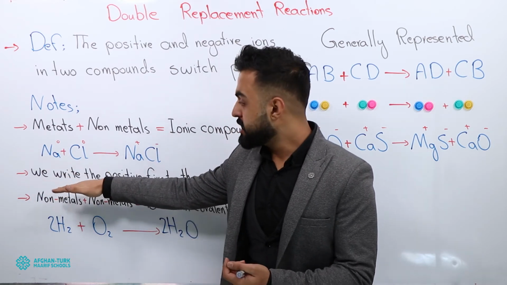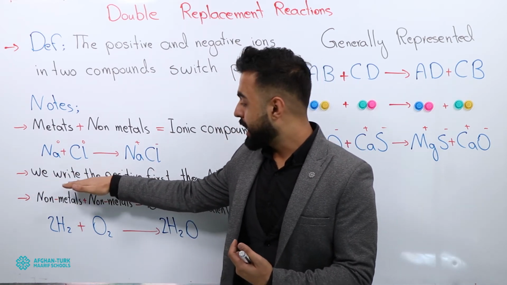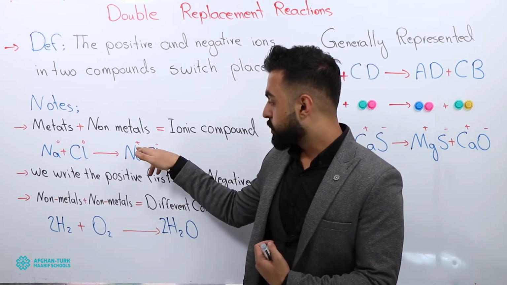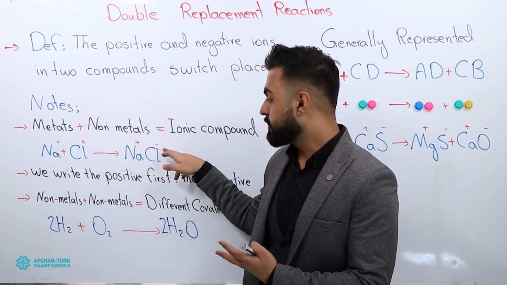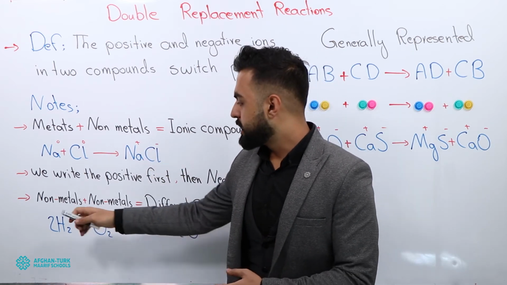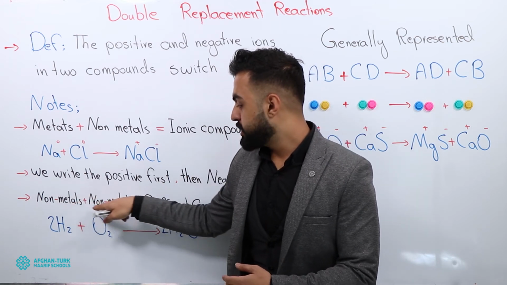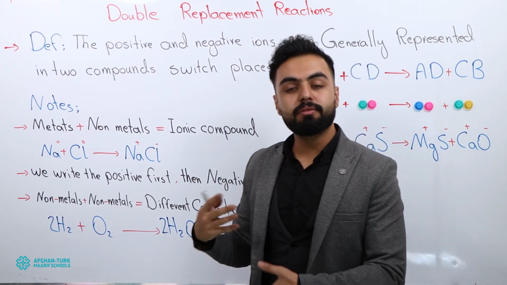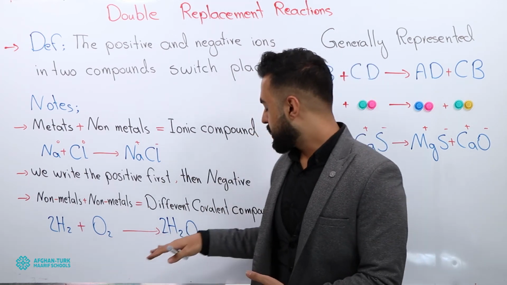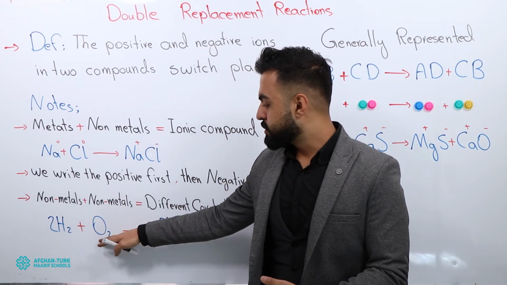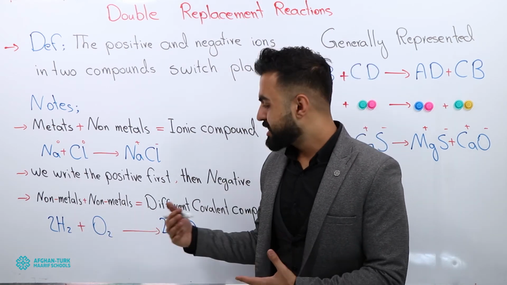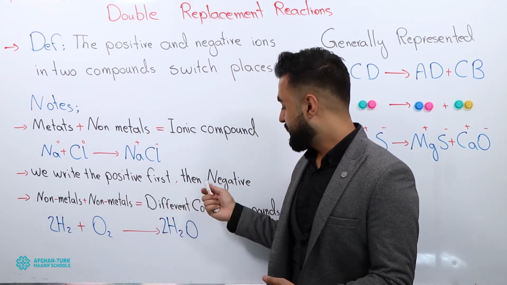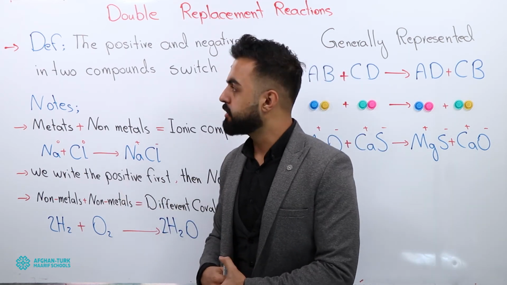So what is the point? We write in the compounds, we write the positive first and the negative then. So we write the positive ion first and the negative ion then. And when nonmetal with nonmetals react, they make different kinds of covalent bonds, covalent compounds, like hydrogen with oxygen, they make water. So what is the point here? This is so important. We write the positive first and the negative after the positive in the compounds.